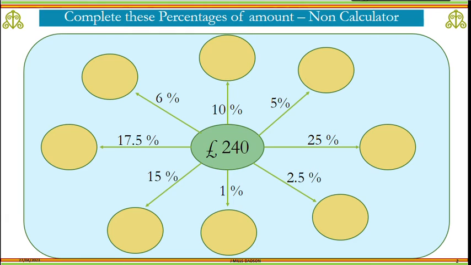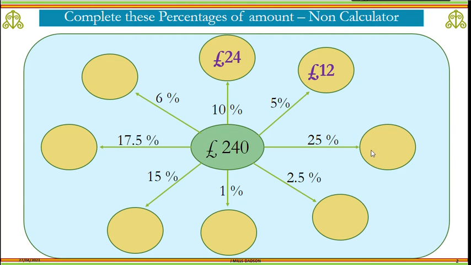So pause this video and see if you can work out these percentages of 240. Okay, hope you've managed to do that. So let's start with 10%. It's divided by 10. So 240 divided by 10, 24 pounds. 5% is half of 10%. So if we know 10% is 24 pounds, half of it gives us 12 pounds.